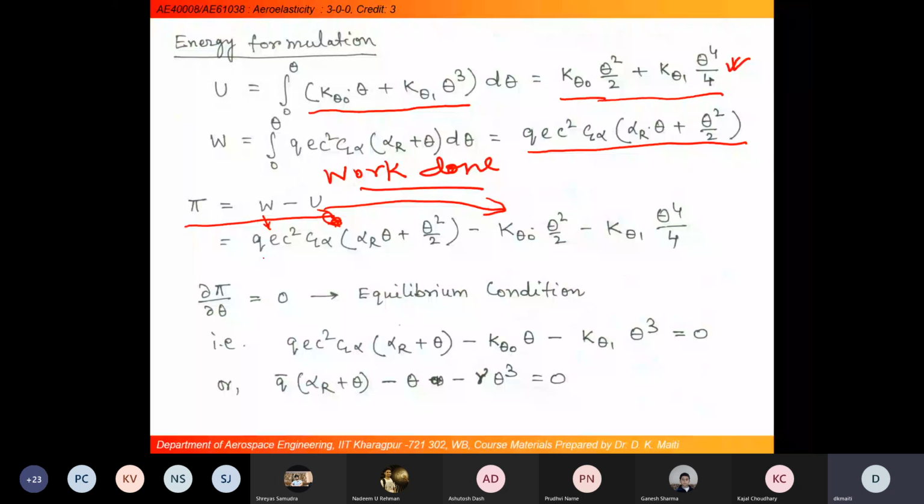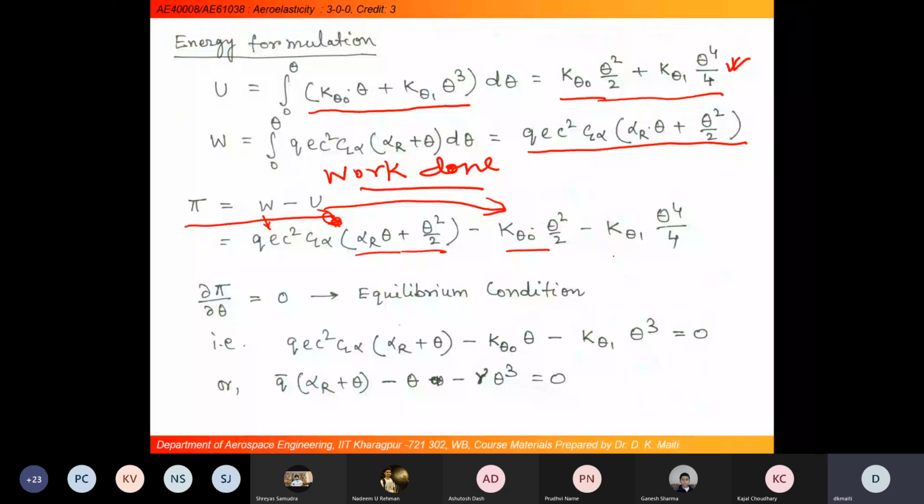Now we can get the first condition, that is the derivative of the potential with respect to theta equal to 0. That will give us the equilibrium condition, that is q e square cell alpha, alpha plus theta, minus k theta naught into theta, minus k theta 1 into theta cube equal to 0. That is essentially the equation we have shown in the other case. Considering the equilibrium of the system, we are getting back that same equation.